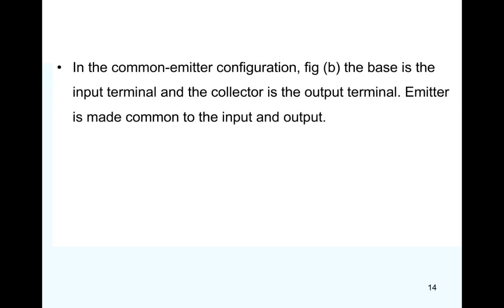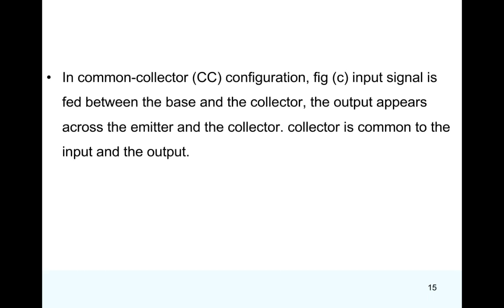In the common emitter configuration, the base is input terminal and the collector is the output terminal. Emitter is made common to both input and output. Whereas in common collector configuration, input signal is fed between the base and the collector, and output applies between emitter and the collector. The collector is common to both input and output in this mode.